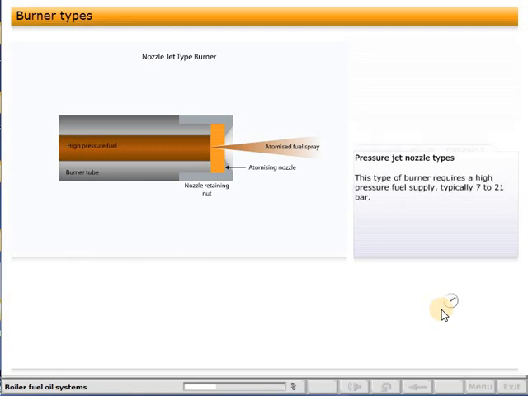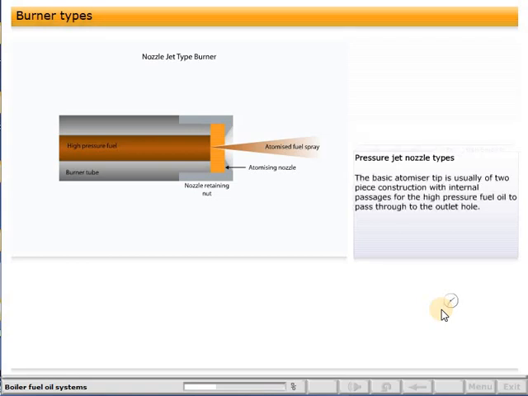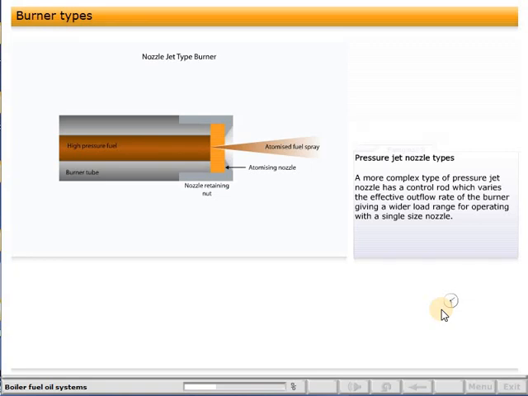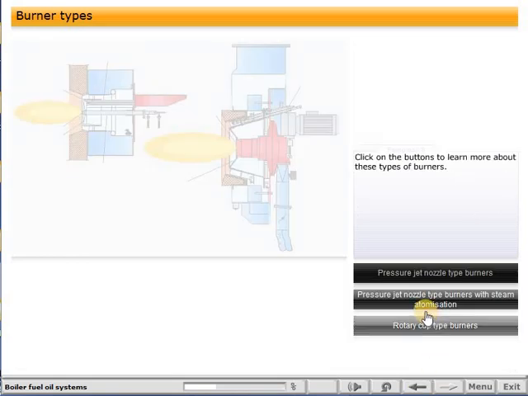This type of burner requires a high-pressure fuel supply, typically 7 to 21 bar. The basic atomizer tip is usually of two-piece construction, with internal passages for the high-pressure fuel oil to pass through to the outlet hole. They are normally available with different size outlet holes to optimize atomization at different loads. A more complex type of pressure jet nozzle has a control rod which varies the effective outflow rate of the burner, giving a wider load range for operating with a single-sized nozzle.